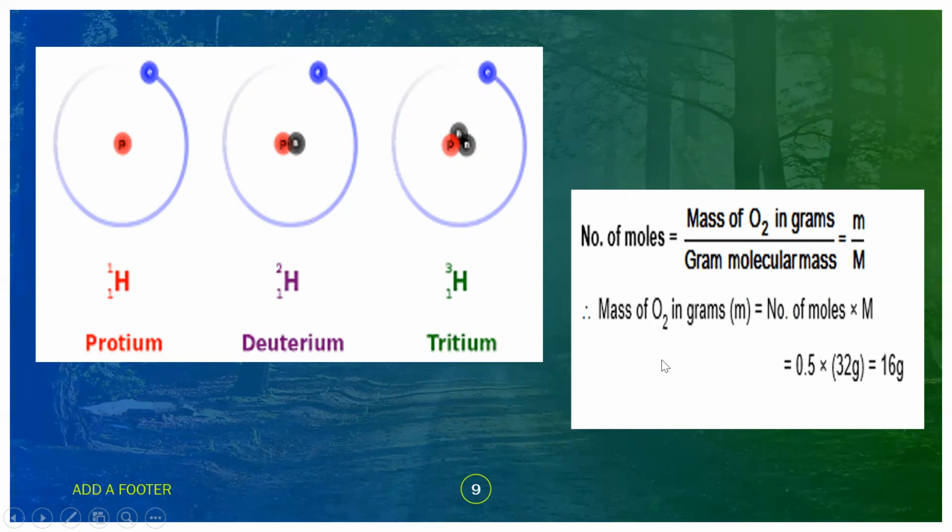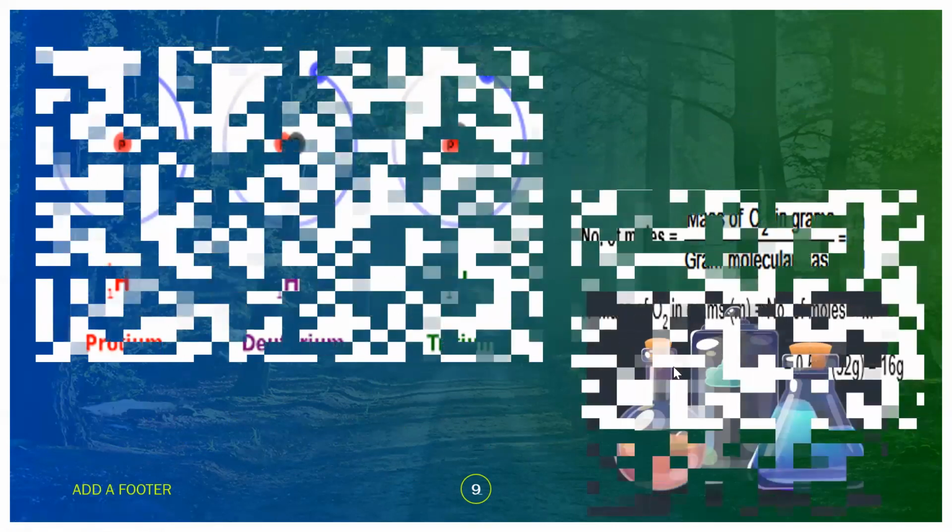In previous lecture, I told you about moles. I told you about this formula: number of moles is equal to mass of oxygen in grams, which is represented with small m, divided by gram molecular mass, which is represented by capital M. So here we have to find out the mass of oxygen in grams, small m. So we have to multiply number of moles with gram molecular mass. So 0.5, the number of moles here, multiplied by 32 grams is equal to 16 gram, which is the mass of oxygen in grams.